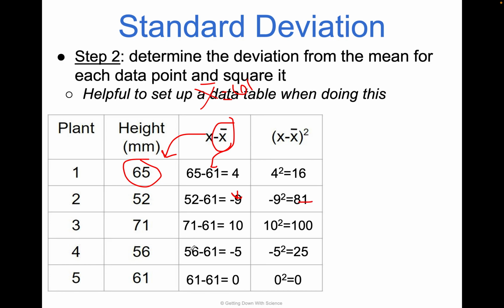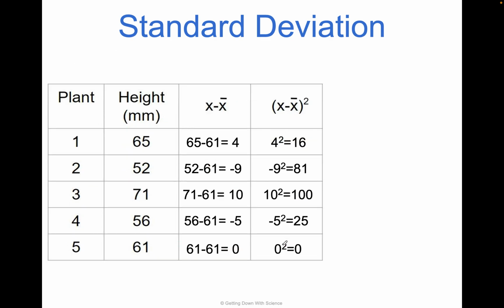We're doing the x value, which is the data point that we got. We're doing the mean, and then we're going to square it. Okay? And we do that for everything. So here's what we got.